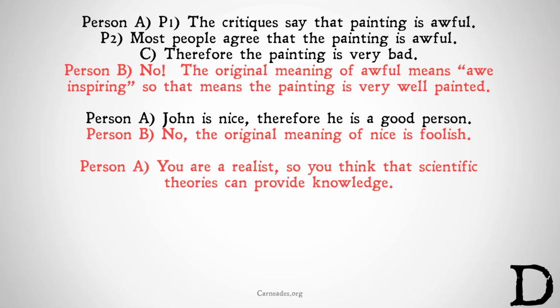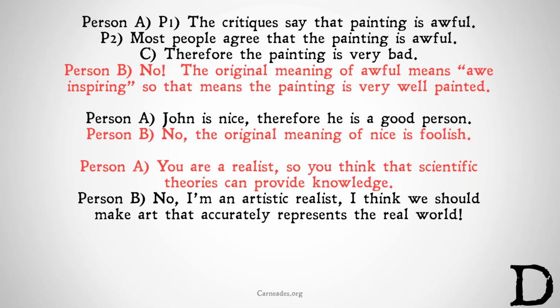Another example. Person A: You are a realist, so you think that scientific theories can provide knowledge. Person B: No, I'm actually an artistic realist. I think we should make art that accurately represents the real world. Here it's person A that's committing the fallacy, because person A is making an assumption about what person B means when they say realist. And person B is clarifying, which is exactly what you should do, saying, when I say realist, I mean an artistic realist.